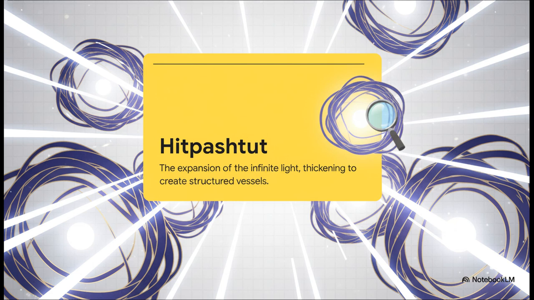This literally translates to the expansion of the infinite light. But our source text reveals a really wild paradox here. This expansion actually causes a thickening, a hitgubut, of the light. It's kind of mind-bending, right? By expanding outward from the source, the light actually thickens up and creates limits, and those exact limits are what form the vessels. So each outer layer thickens a bit more, allowing that blinding inner light to appear in a lower, much more graspable and functional form.